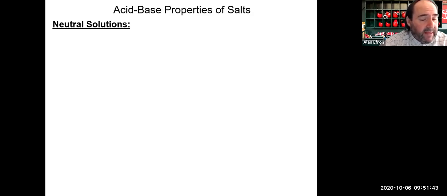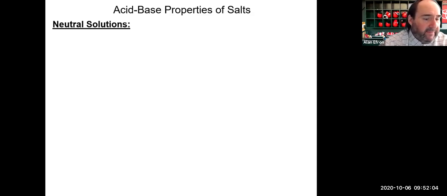Acid strength increases as you go down. So HI would be a stronger acid; it has a weaker bond energy, which means it does not take a lot of energy to break that bond. Thus, it can produce H plus a lot easier, and because it can produce H plus a lot easier, it is considered a stronger acid.